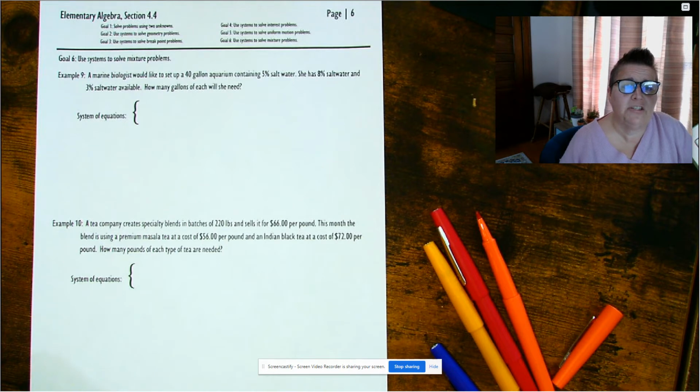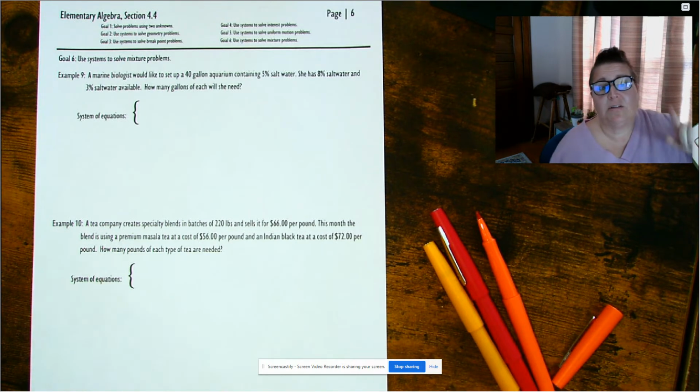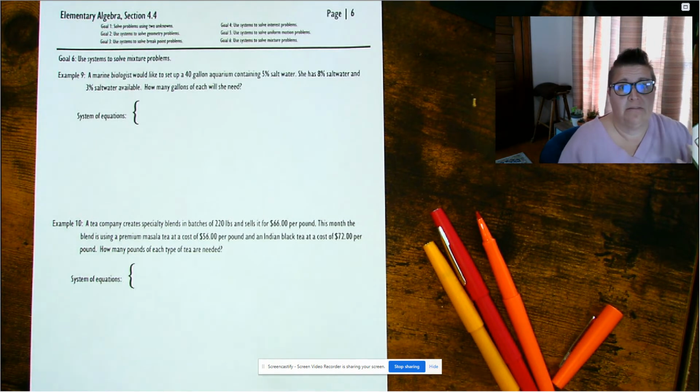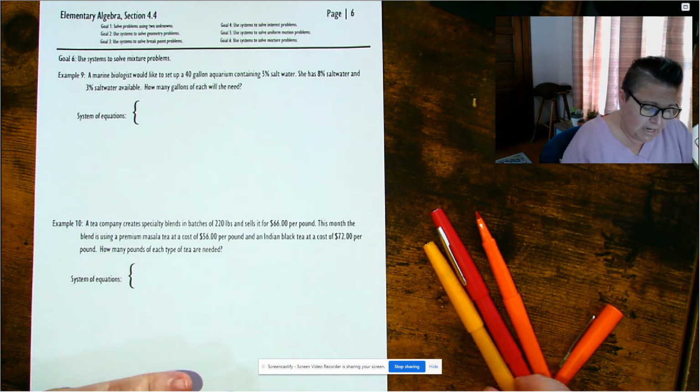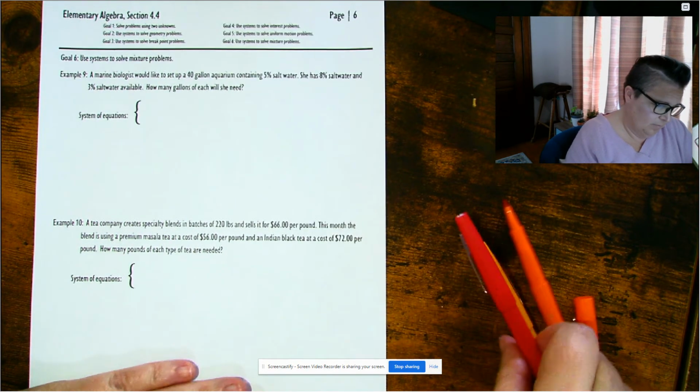A marine biologist would like to set up a 40-gallon aquarium that contains 5% salt water. She currently has 8% salt water and 3% salt water available. How many gallons of each will she need? This is going to be very much like our investment problem. She has a 40-gallon tank.